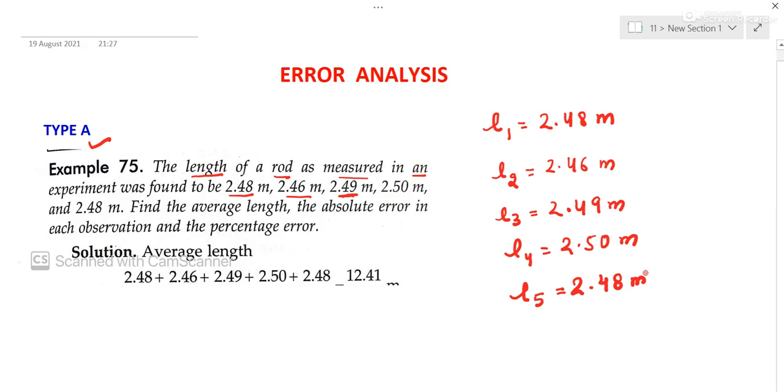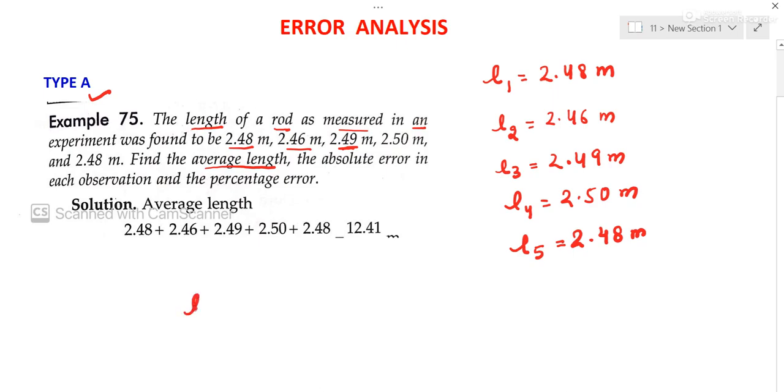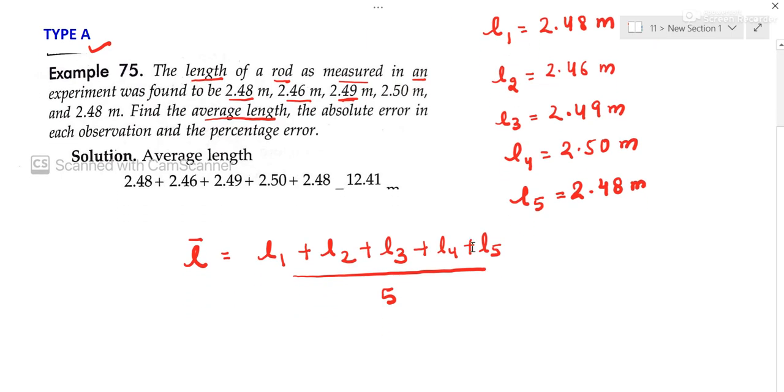Now we have to find out the average length. Average length is like common sense. You can find the average of these readings: L1 plus L2 plus L3 plus L4 plus L5 divided by 5. So add these values and divide by 5, report up to 2 decimals. That will be your average length. Then you will be putting the units as well. So do that peacefully. You will find it as 2.48 meter. So this is your average length.